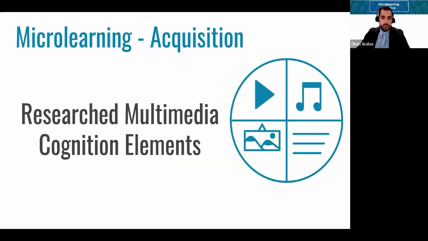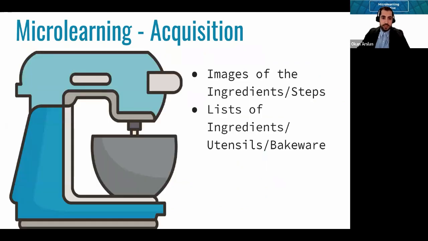Microlearning designed with research multimedia and cognition elements will better support knowledge acquisition. Media elements that support the preparation of a cake include images of the ingredients, steps, and list of ingredients, utensils, or bakeware. This media should be designed to support cognitive load with media design principles in mind.